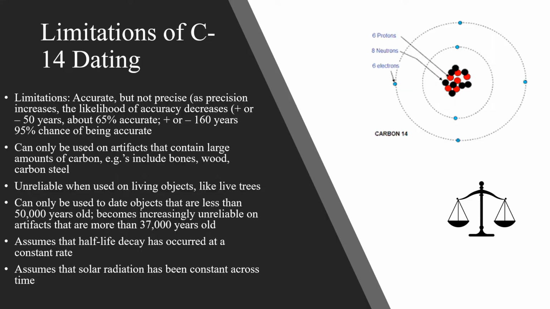Like the other relative and absolute dating methods discussed in this video, carbon-14 dating has its limitations. When used correctly, carbon-14 dating can be fairly accurate, but it is not always precise. As precision increases, the chance of accuracy decreases when using carbon dating. Additionally, carbon-14 dating can only be used on artifacts that contain large amounts of carbon, primarily natural materials like bones or wood, although carbon-14 could theoretically be used on an item made of high-carbon steel.